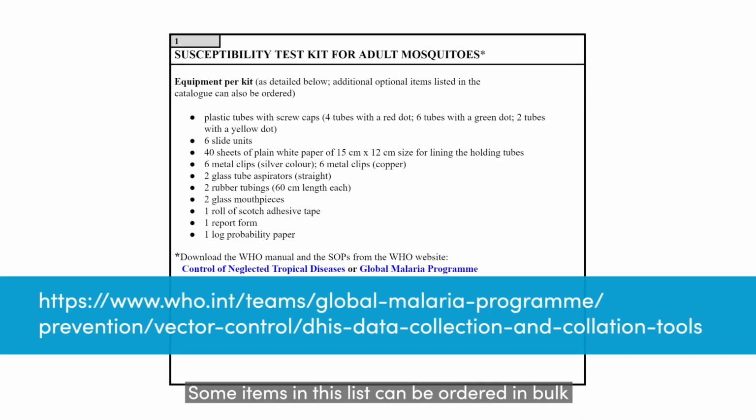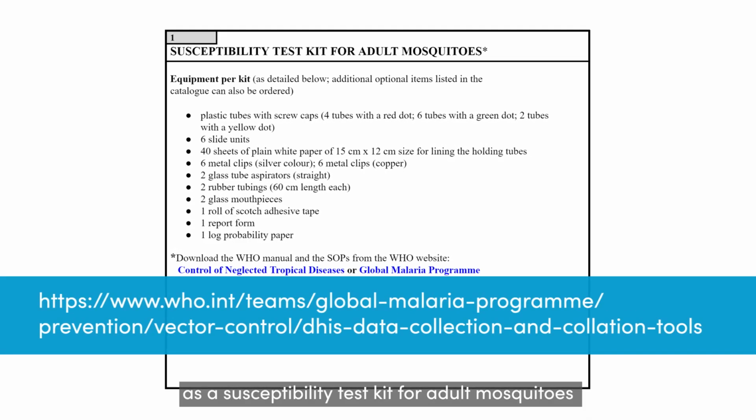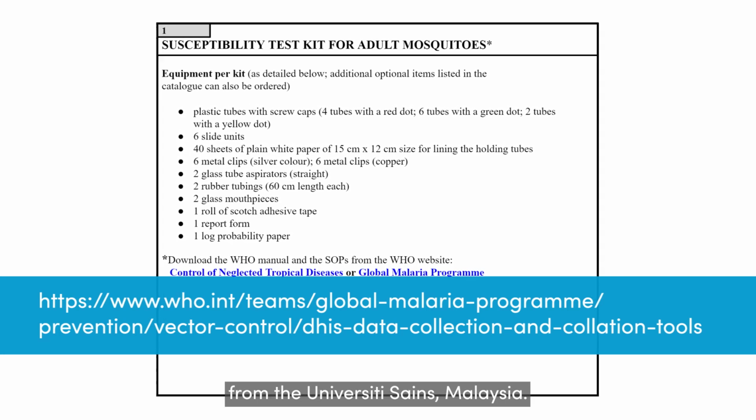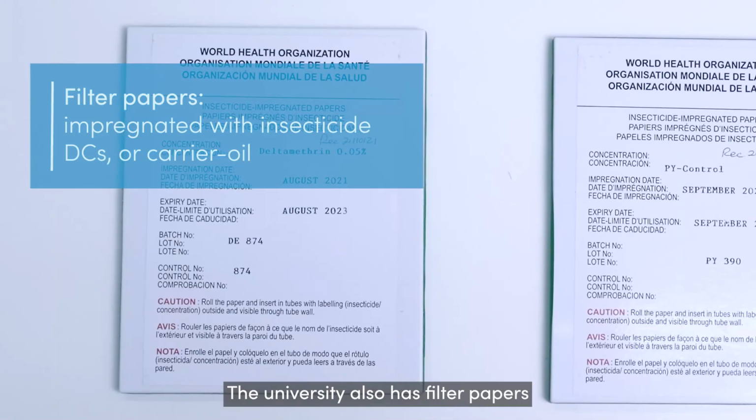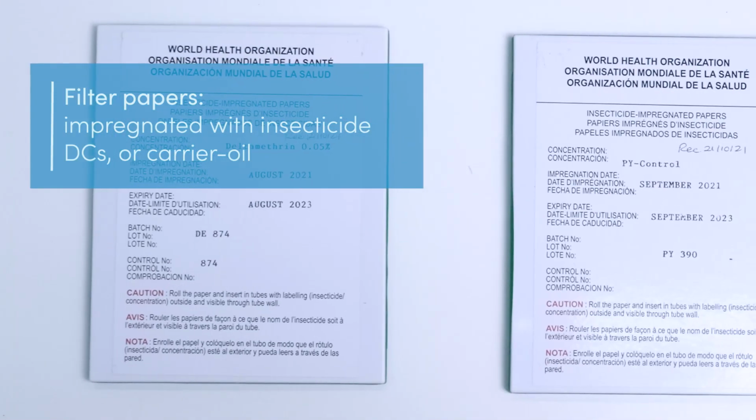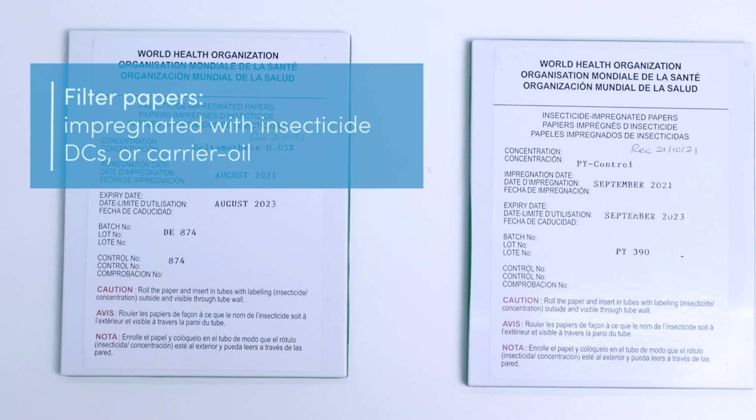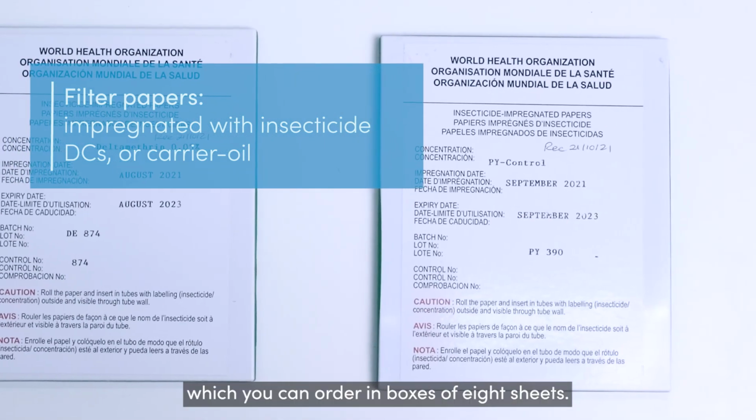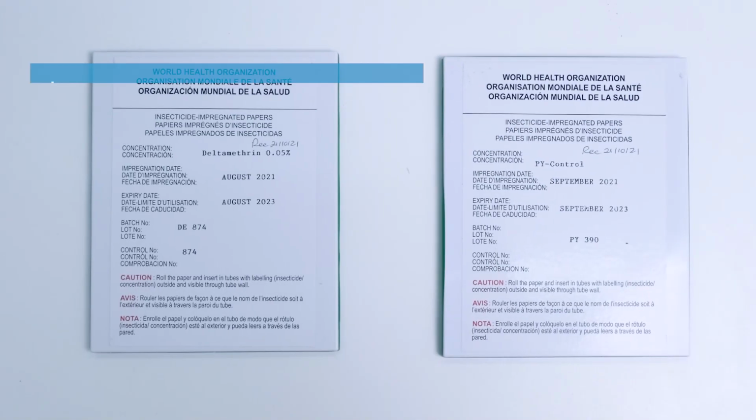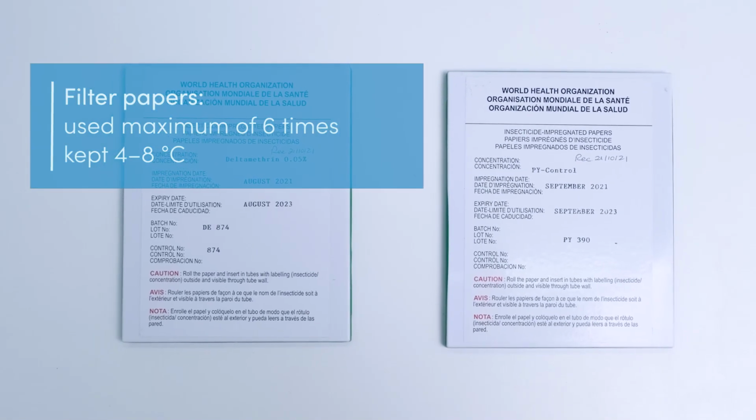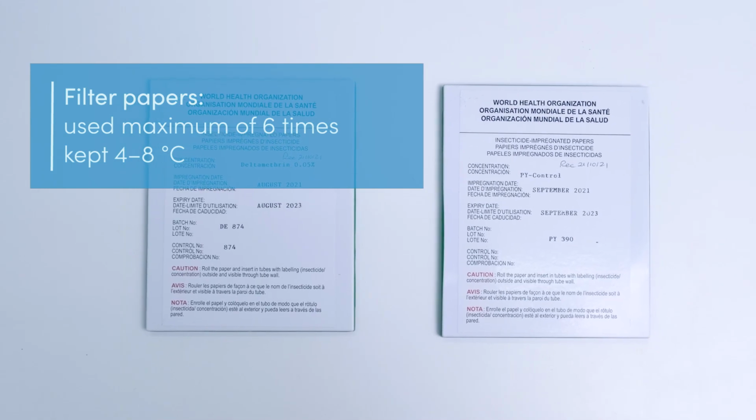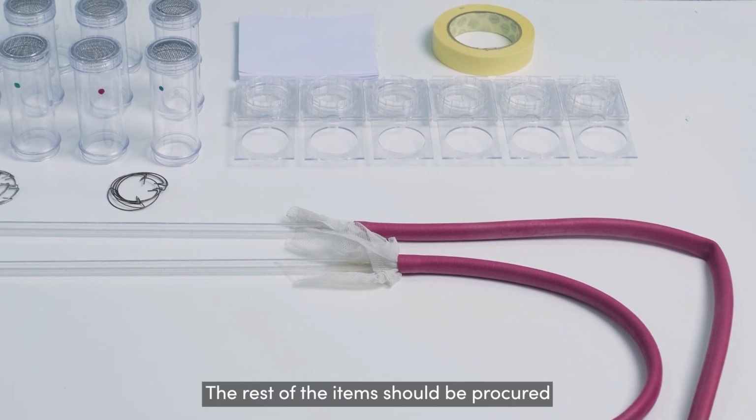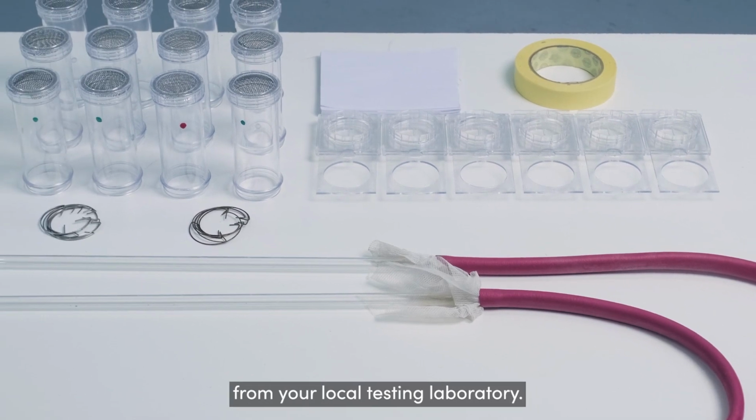Some items in this list can be ordered in bulk as a susceptibility test kit for adult mosquitoes from the University Science Malaysia. The university also has filter papers impregnated with standard insecticide DCs and filter papers impregnated with carrier oil, which you can order in boxes of 8 sheets. Papers can be used a maximum of 6 times each and should be kept at a temperature of between 4 to 8 degrees Celsius. The rest of the items should be procured from your local testing laboratory.